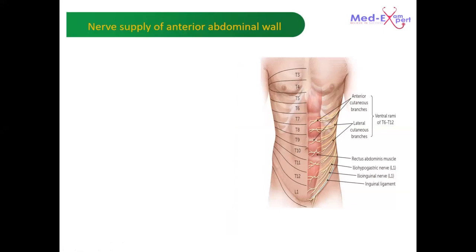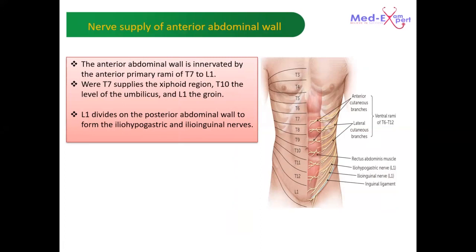Okay, now let's come to the nerve supply of the anterior abdominal wall. It's important to know. The anterior abdominal wall is innervated by the anterior primary rami of T7 down to L1. T7 supplies the xiphoid region, like here, and T10 extends to the umbilical region. In between T7 and T10, the other nerves supplying the abdomen are T8 and T9, down to T10 in the region of the umbilicus.